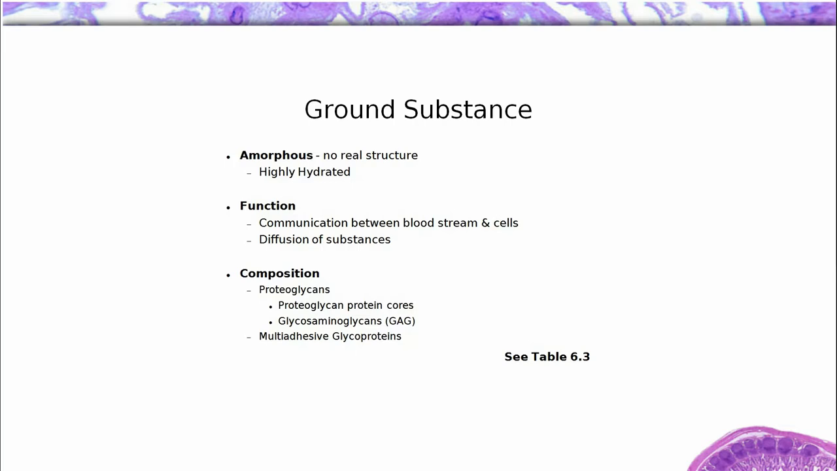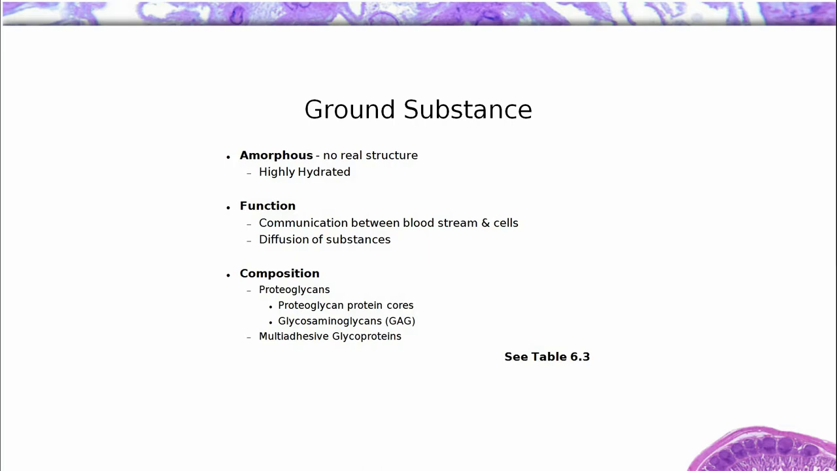Now, what is it made of? It's made of things called proteoglycans. What is a proteoglycan? What does the name tell us? Well, protein and sugars. So what we have is basically a protein core which has carbohydrate chains attached to it along its length. This right here is a glycosaminoglycan.